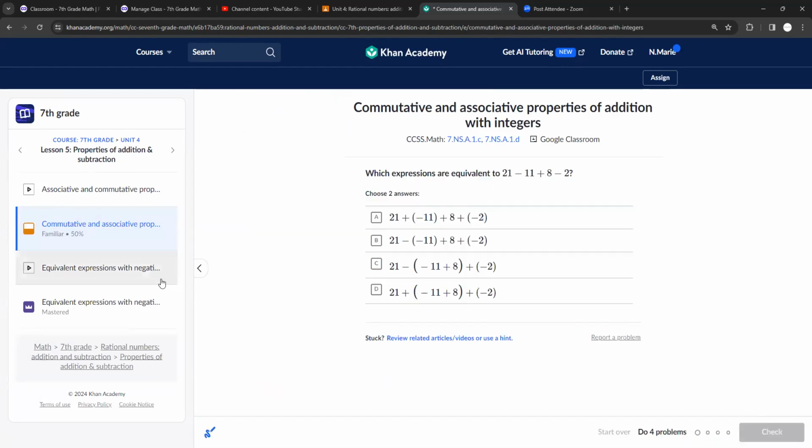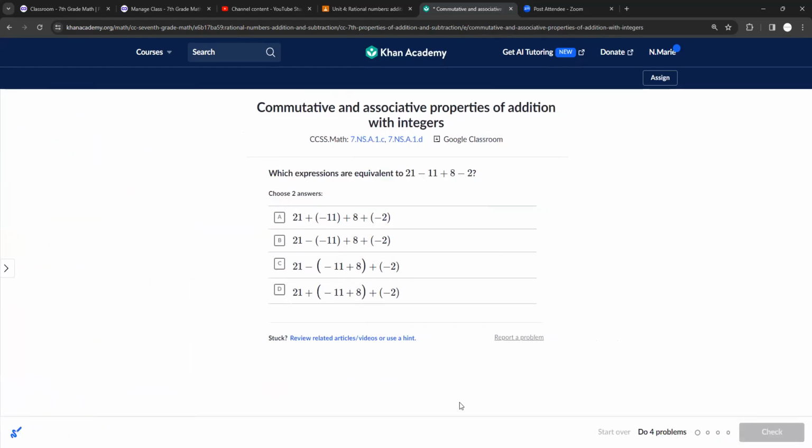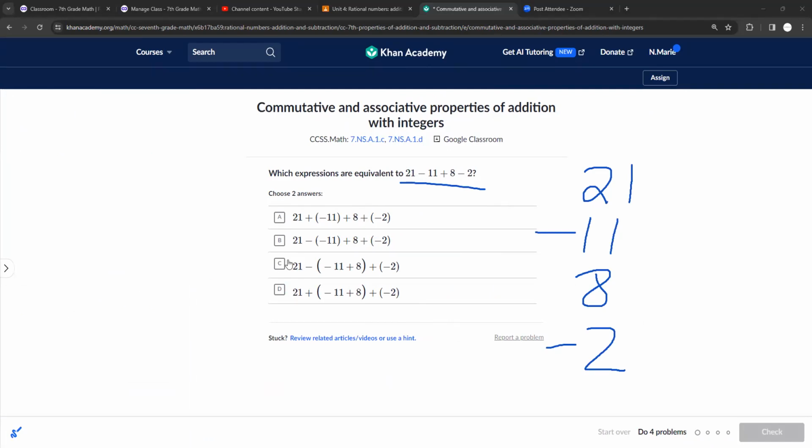All right, commutative and associative property. The commutative property is when you can add numbers, you can change their order. Associative is when you multiply them and you can change their order. So here they're basically saying which are equivalent. You don't even have to do the math for all of these. You should have a 21, a negative 11, a positive 8, and a negative 2. Whichever of those has that is equivalent.